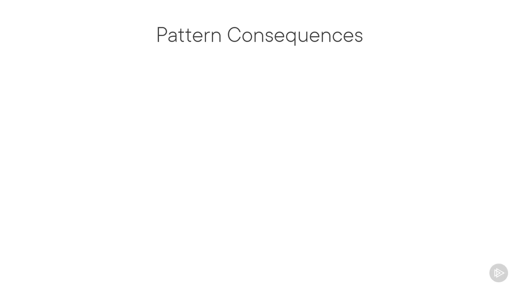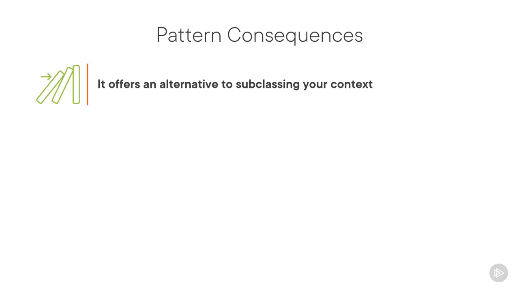The strategy pattern offers an alternative to subclassing your context. Continuing with our example, we could have created an XML order subclass, a CSV order subclass, and so on. But that would have hardwired the behavior into the context, the order. That makes it harder to understand and maintain the context. The strategy pattern avoids that.